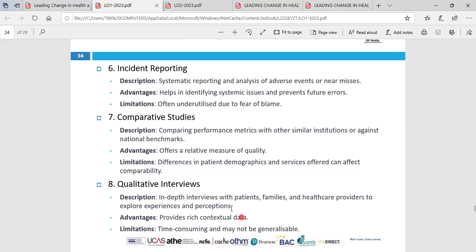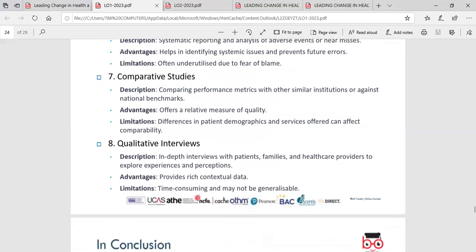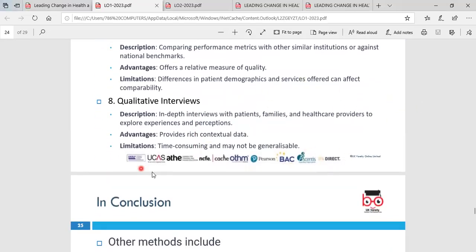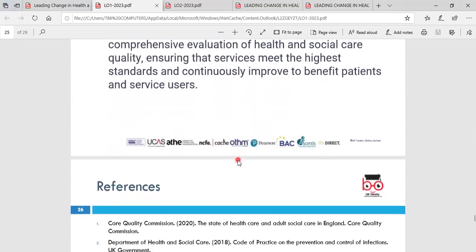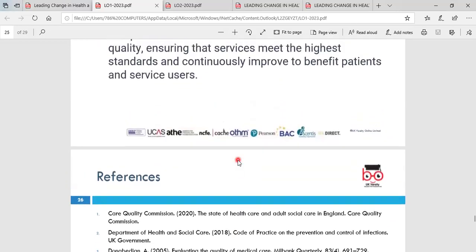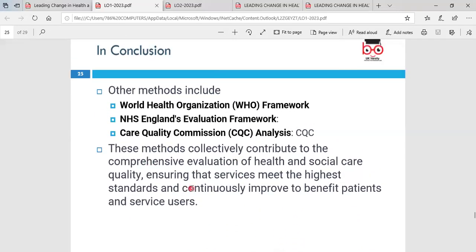Qualitative interviews are very important. These are in-depth interviews with families and certain other stakeholders. These provide rich contextual data, but they are time-consuming and cannot be generalized to the larger population. So this is a summary of what we've talked about. There are certain other organizations also, the WHO framework, NHS England's evaluation framework, and Care Quality Commission analysis. These are all there to provide quality care. So we're done with this presentation.